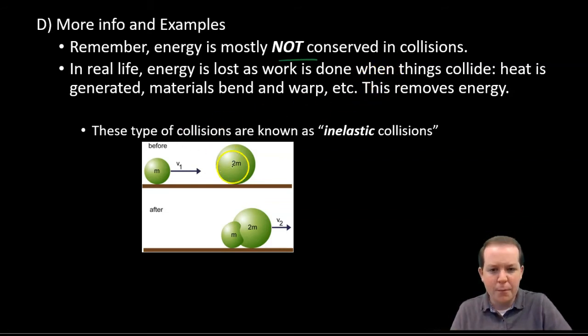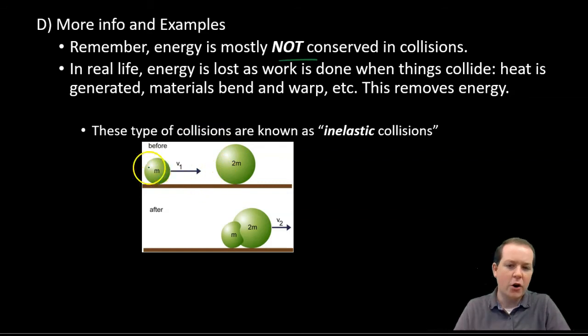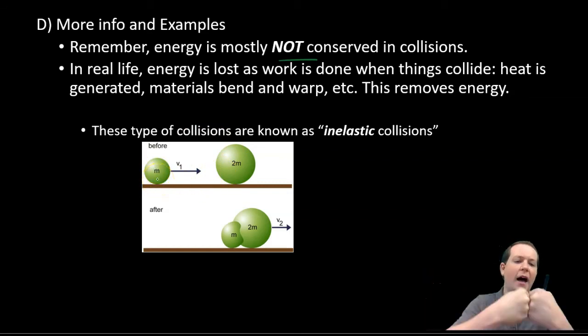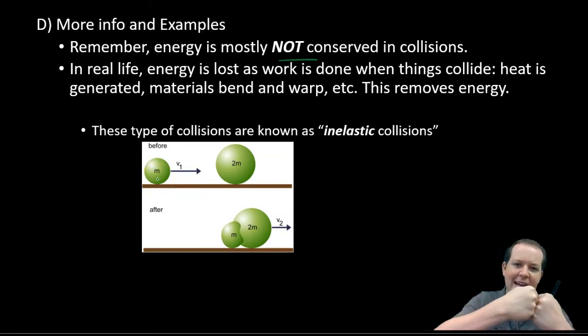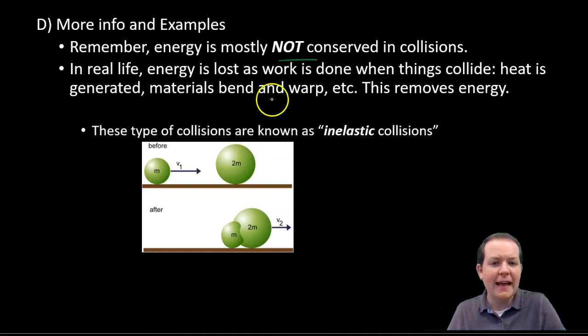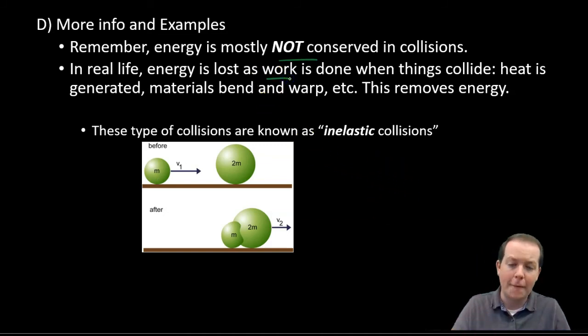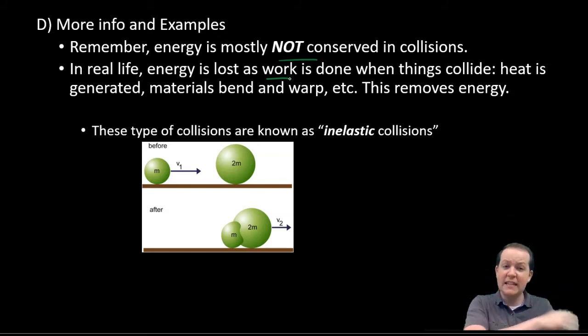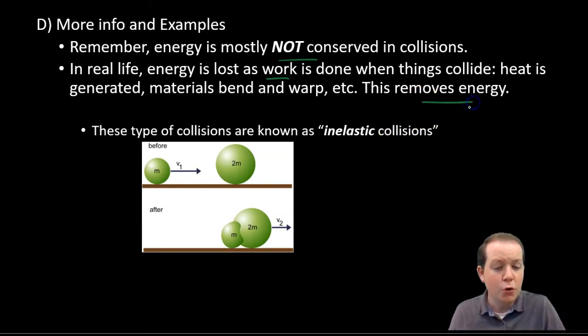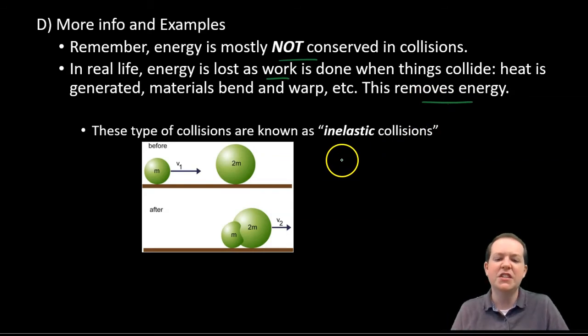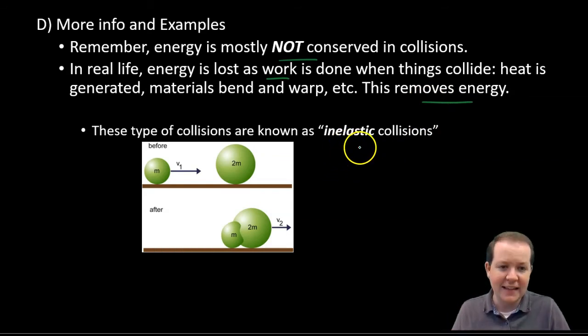And that's because if you imagine this scenario, whether this is a car crash or maybe this is a blob of clay, when you have 2 things actually colliding, in real life, heat is produced, materials bend and they warp, and all of that is an example of work, forces, and displacements. And we know that if work is being done, all of those that I described would be non-conservative forces. That would mean that work isn't being conserved. That removes energy. Most of the collisions that we deal with are known as inelastic collisions.